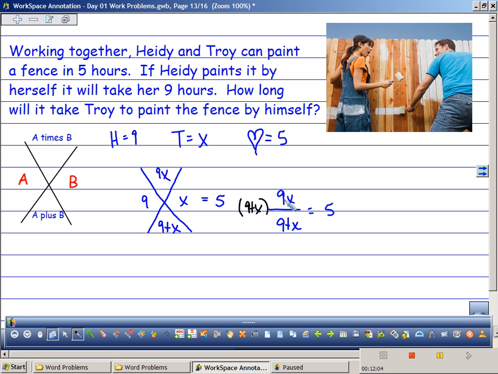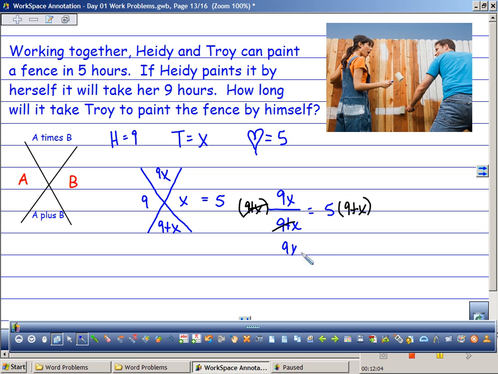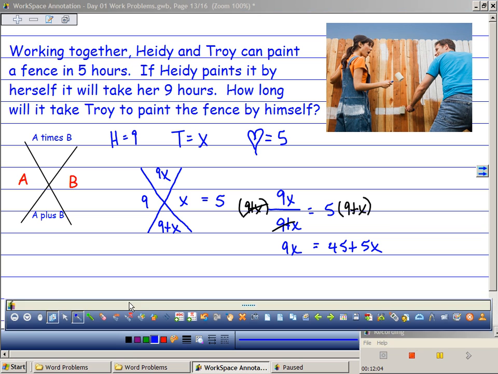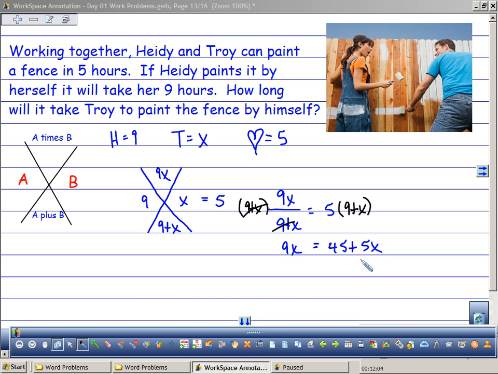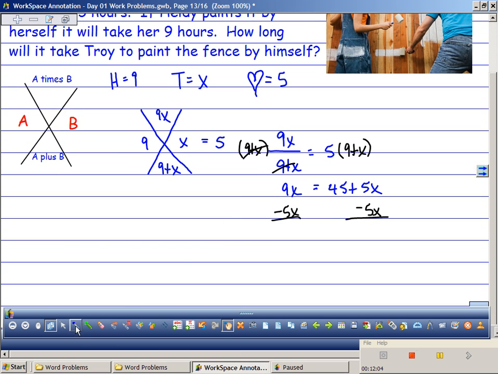Multiply both sides by 9 plus x. Cancel my 9 plus x, and I'm left with 9x equals 45 plus 5x. What comes next? Take 5 x's off of both sides. So 4 x's equals 45.